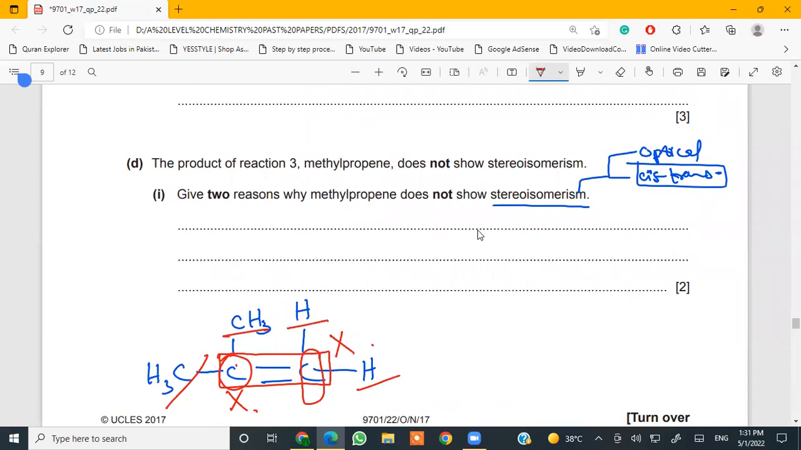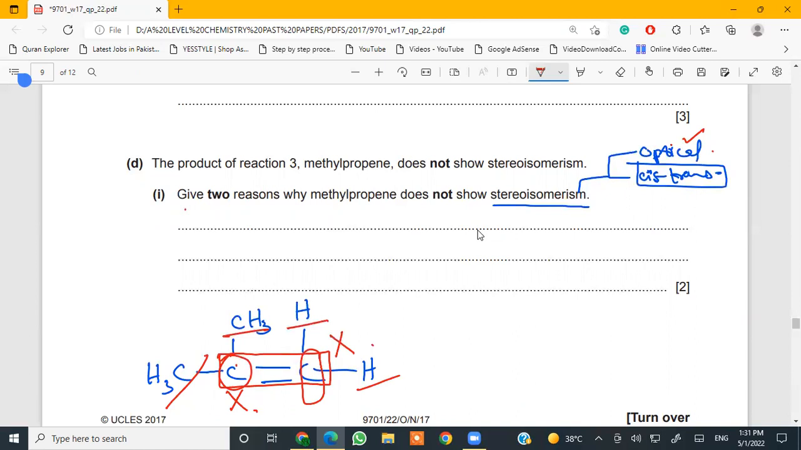Give 2 reasons why methylpropene does not show stereoisomerism. The first reason is that the groups attached to the carbon atoms are identical. The second reason is for optical isomerism. For optical isomerism, you have to have a chiral center, and there is no chiral center in there.